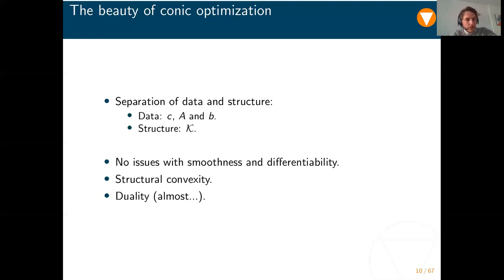Another nice thing is that we have a rich duality theory. There will be a section just on duality, and we usually say we have almost the duality we have in linear programming because there are some caveats, some corner cases which you have to take care of, and we will see that also in more detail. But a very important point is that also in conic optimization, almost as in linear programming, we have a powerful duality theory.